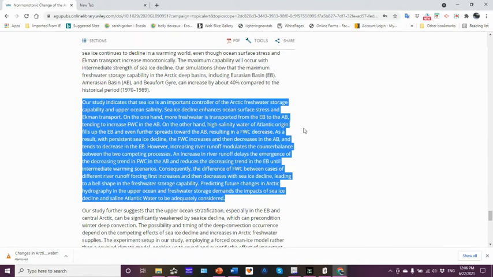Okay, that goes back to, does the freshwater stay or does the freshwater leave? Basically what that is. As a result, with persistent sea ice decline, the freshwater increases and then decreases. Okay, that means evaporation tends to decrease in EB. However, increasing river runoff modulates this counterbalance.